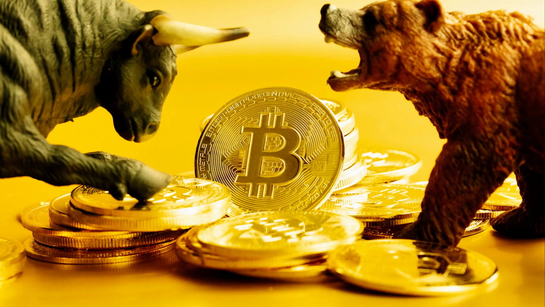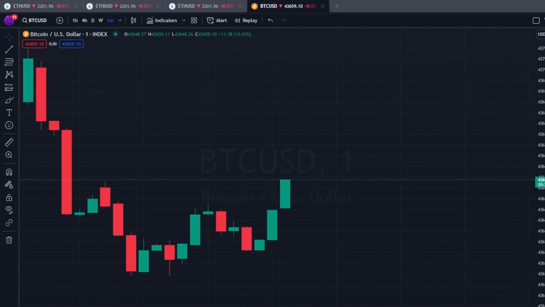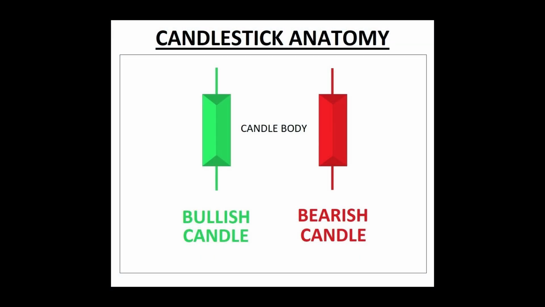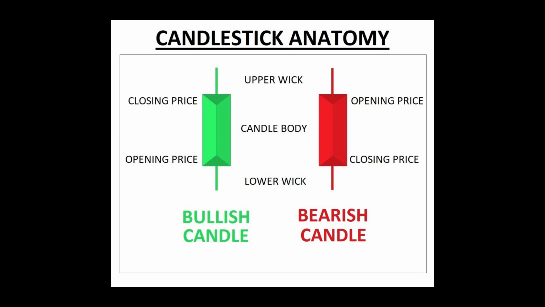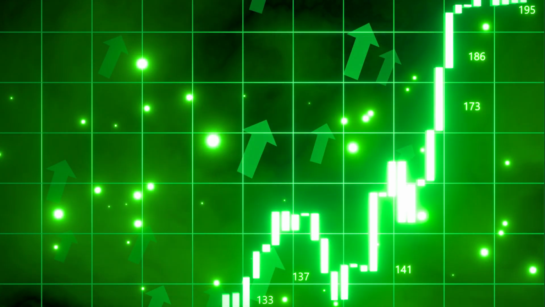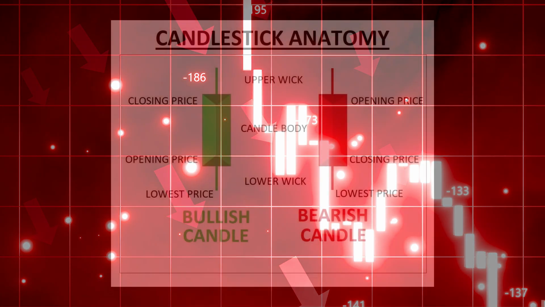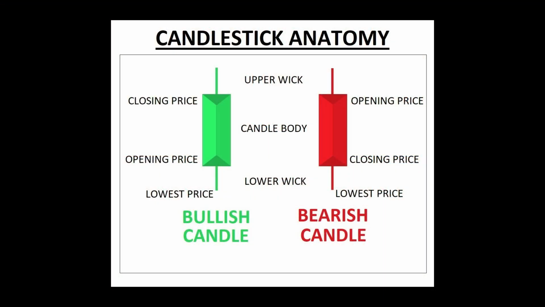There is always a constant battle between buyers and sellers in the market. And this back and forth is what creates the candlesticks that we see on a chart. Now, candlestick anatomy is easy enough to identify. There is a candle body, an upper wick, and a lower wick. The candle body is formed during the opening and closing price for a specific time period. When price moves up, the candle is green. When price moves down, the candle is red. The lower wick represents the lowest price drop for that time period, and the upper wick represents the highest price peak for that time period.